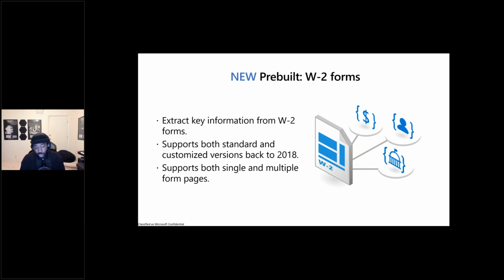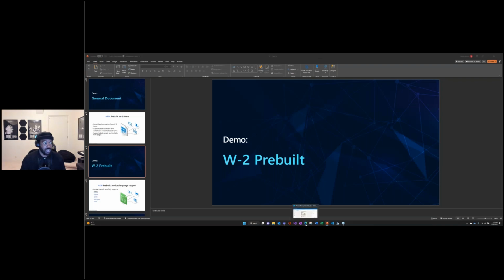For the sake of time, we're only going to look at 2 of these. The first one we're going to look at is W-2s. And as with all pre-builts, this model requires no training data from you. It's just plug and play. So this model supports both standard and customized W-2s back to 2018, and it also supports both single and multi-page forms. So let's go and look at this W-2 model.